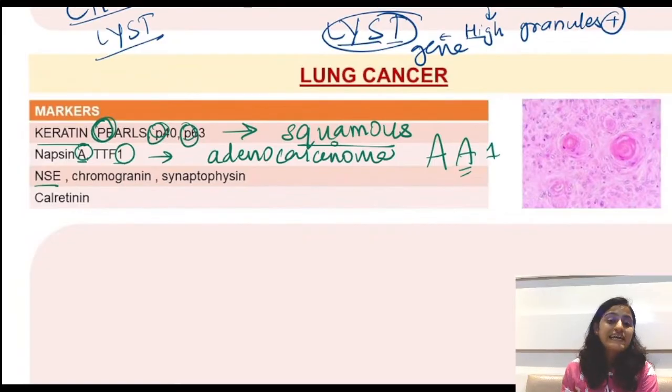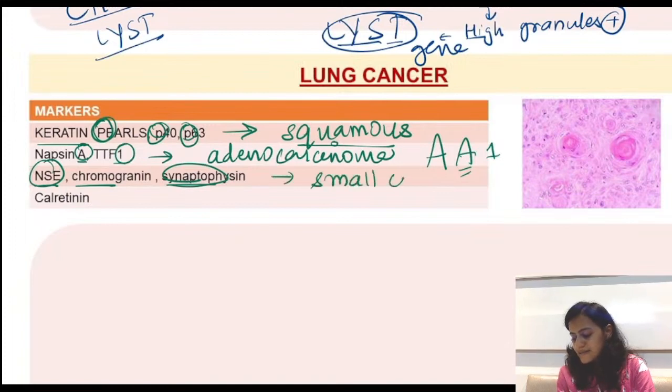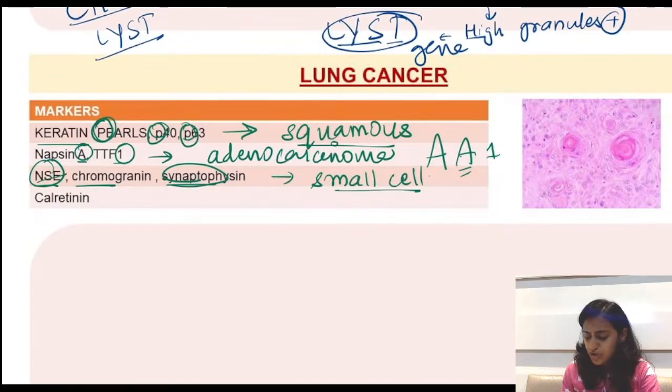Neuron specific enolase, chromogranin, synaptophysin. So related to the neuron, related to the synapse, chromogranin. All of this is small cell carcinoma, which is basically under neuroendocrine. So the neuro ones will come under small cell carcinoma.